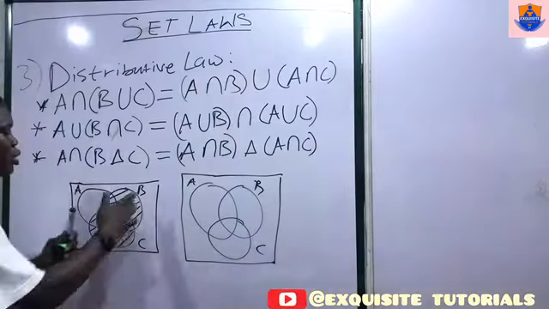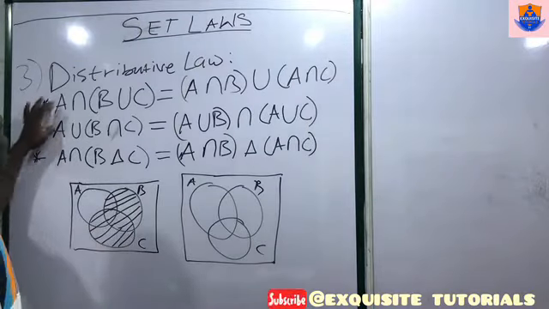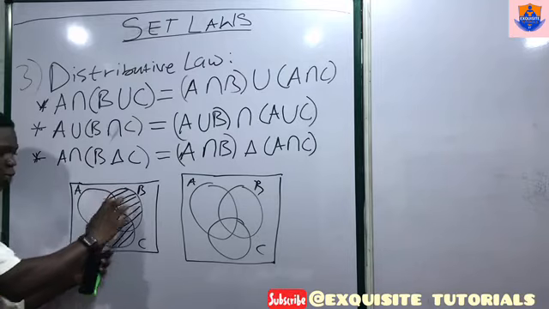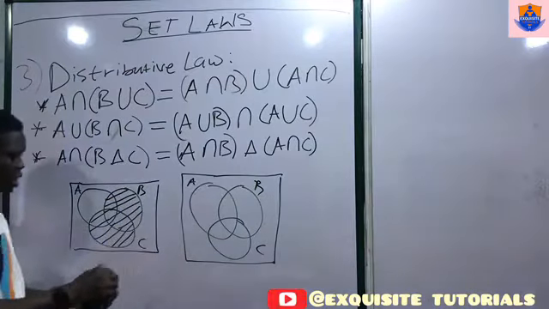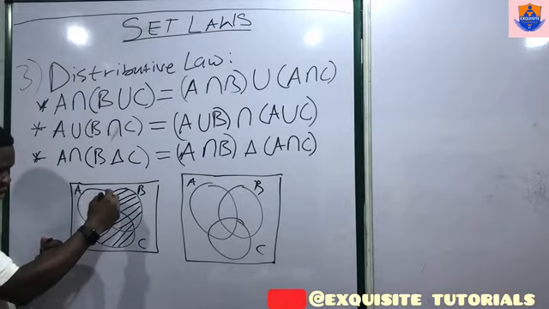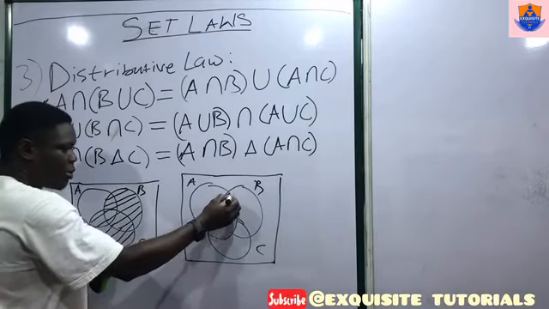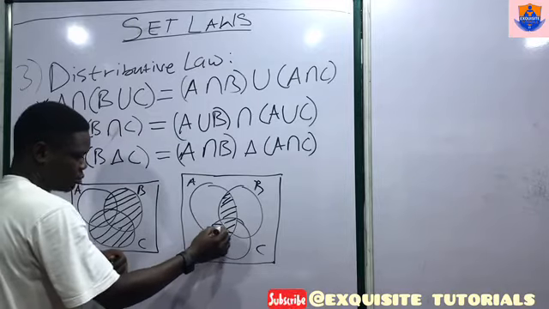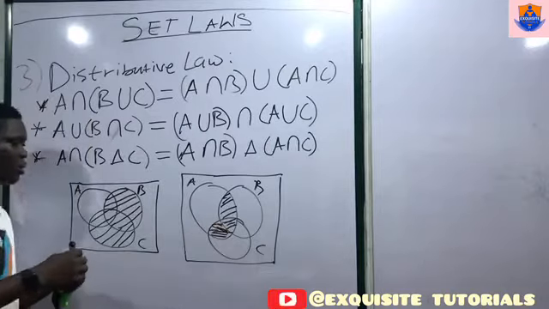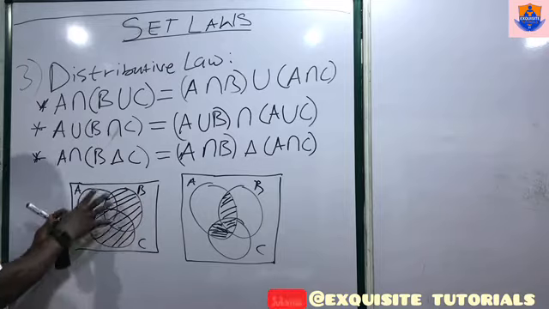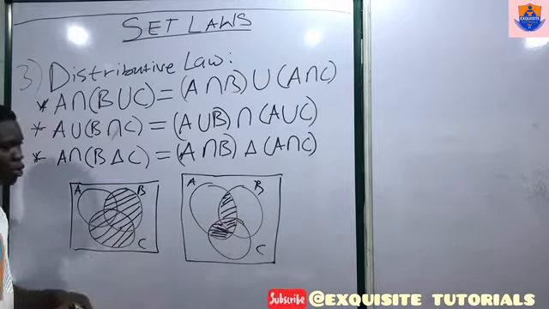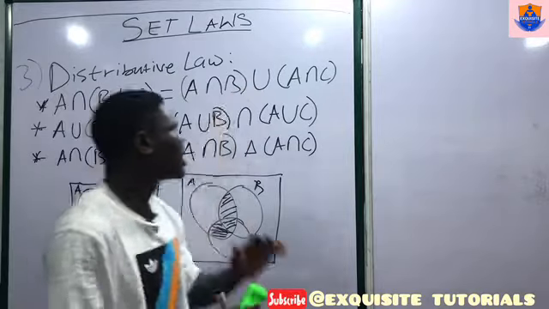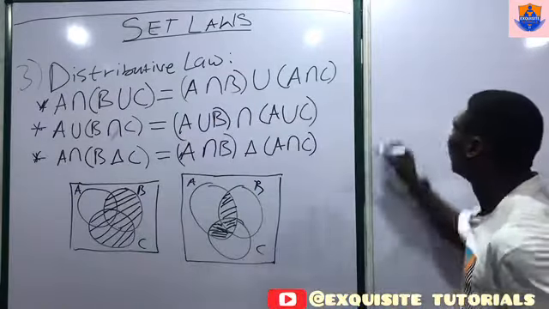Now I've gotten my B union C. Now I want to intersect it with A. What part does this shaded region have in common with A? It is just this part. So the common part is this part. The part that this B union C has in common with A is just this shaded region. So we have gotten the first side of the equation. Now let's compare it with the second side of the equation.